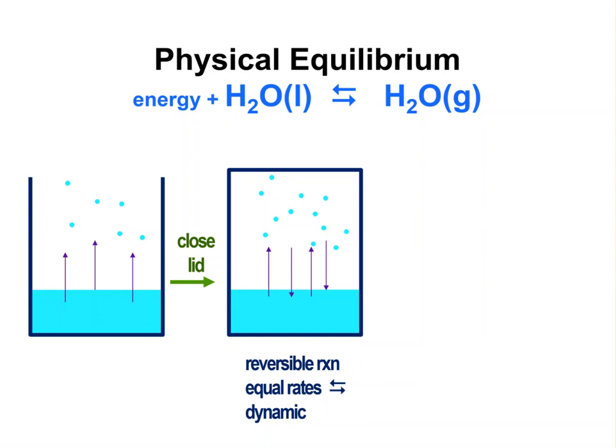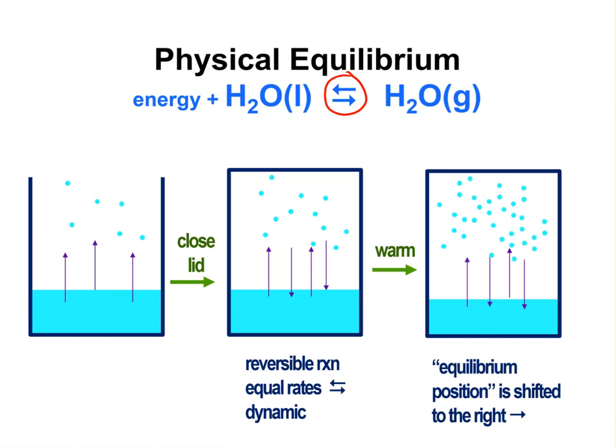A few things about equilibrium. You have to have a reversible reaction. The arrow is going both ways. If the reactant or product is very much more favored, then you'll just have the reaction go in one direction. The other thing is the rates are equal, and we've said that quite a bit. We have to have evaporation occurring at the same rate as condensation. And the other thing is we say it's dynamic, and that means that nothing stops when we reach equilibrium. The reactions are still going.